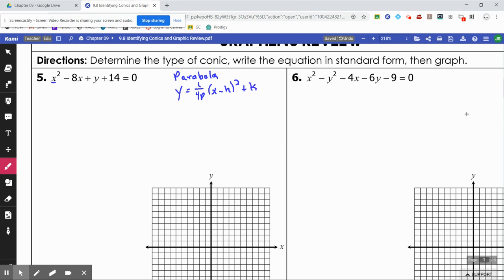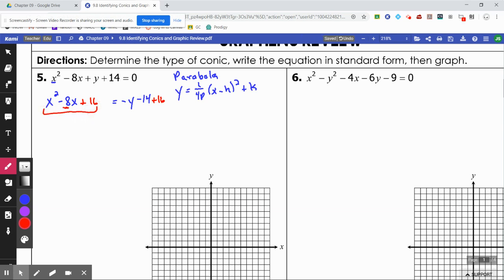Now to get it in that form, we're going to complete the square. What we're going to do is move everything over to the other side that is not x stuff, x squared minus 8x. We're going to take our y, move it over here, and take our 14 and also move it over here. We're going to complete the square. Take half of this term, which is -4, multiply it times itself, and add that to both sides. And we're nearly finished already.